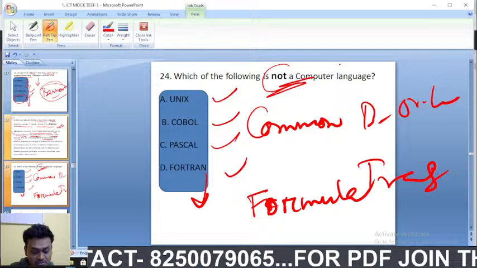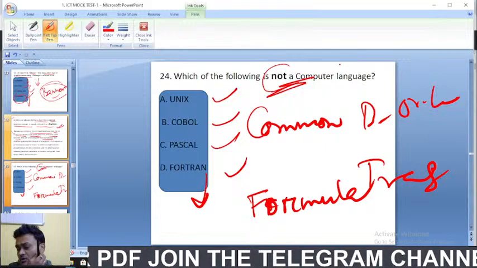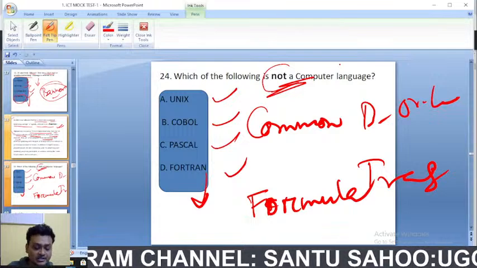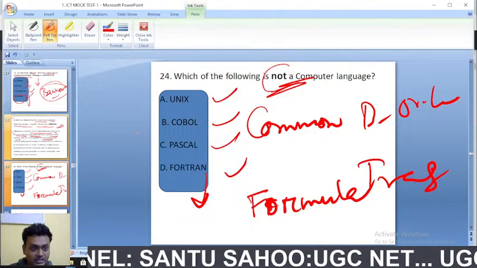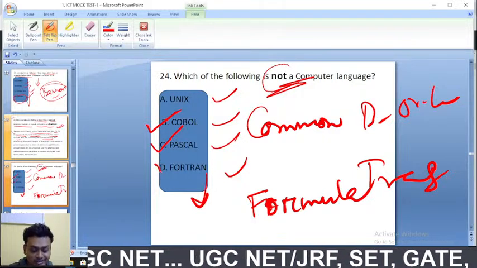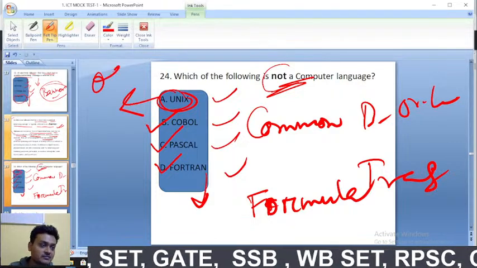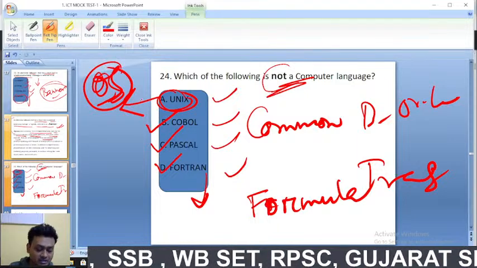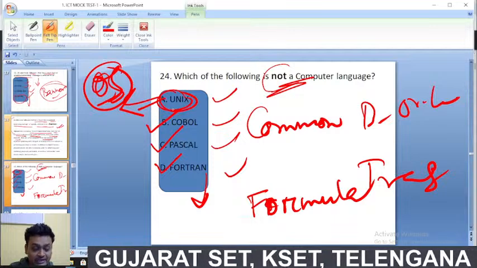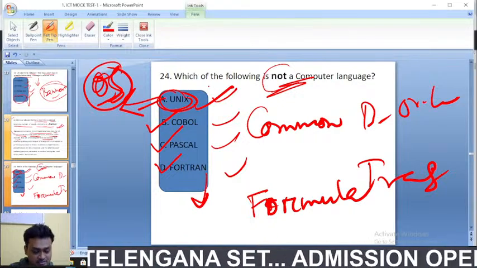Here is question 24 on your screen. COBOL, common business oriented language. Fortran means formula translation. So COBOL is a computer language, Pascal is a computer language, Fortran is a computer language, whereas Unix is actually an operating system, like Windows. So A is the answer.